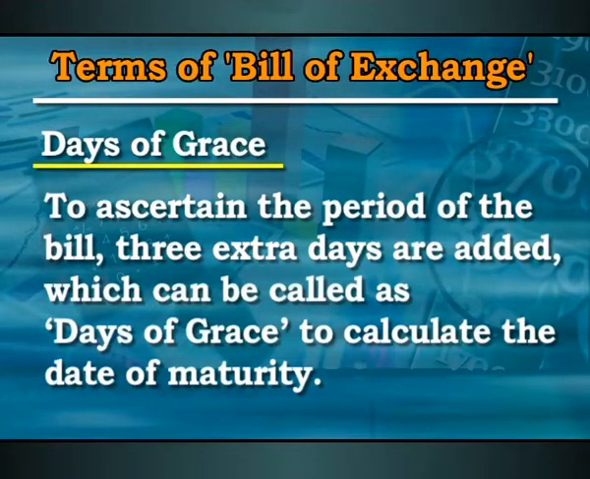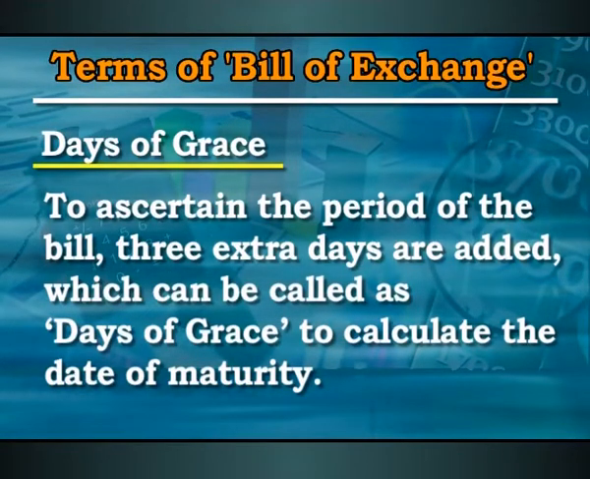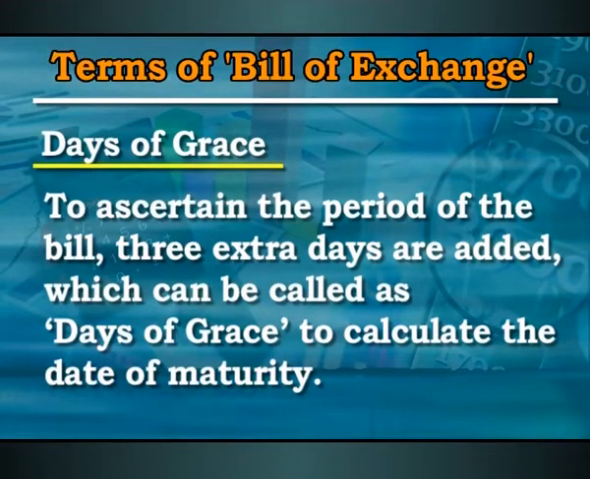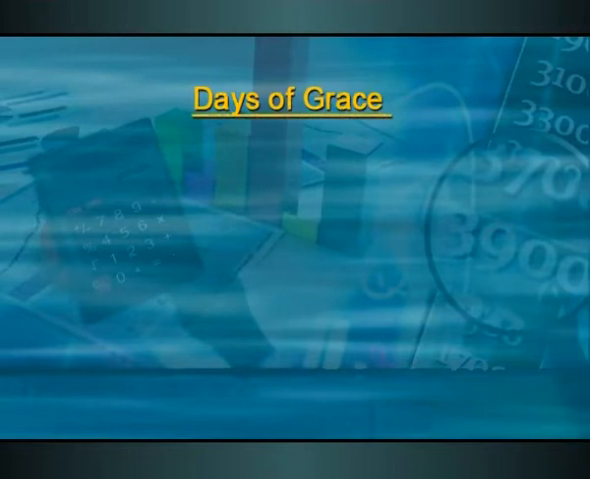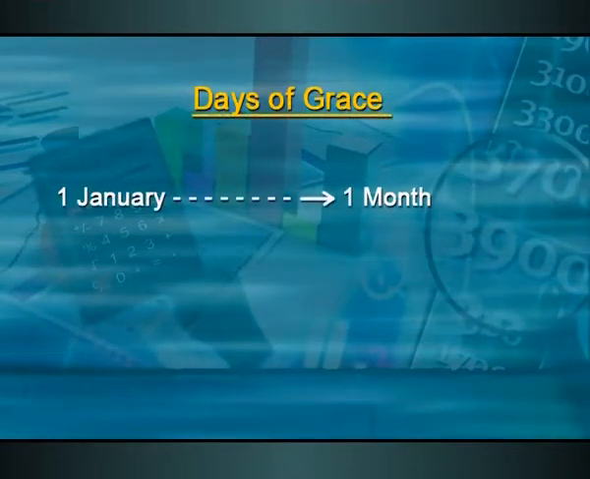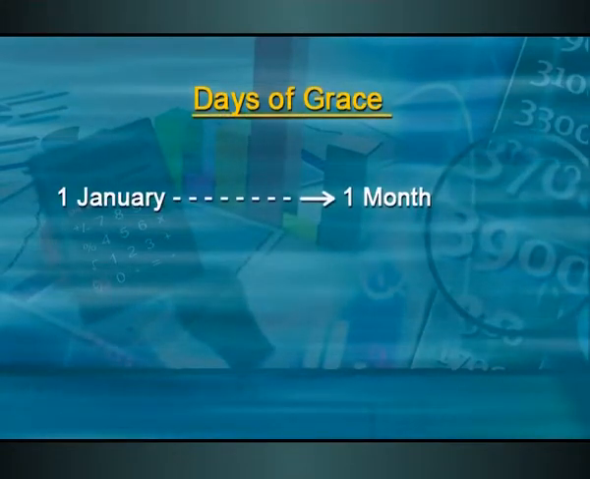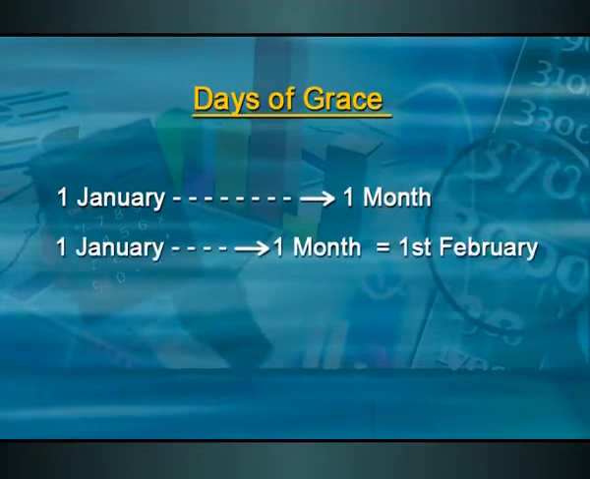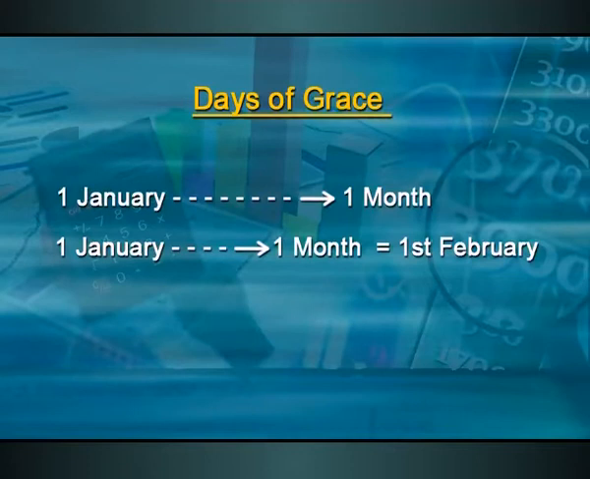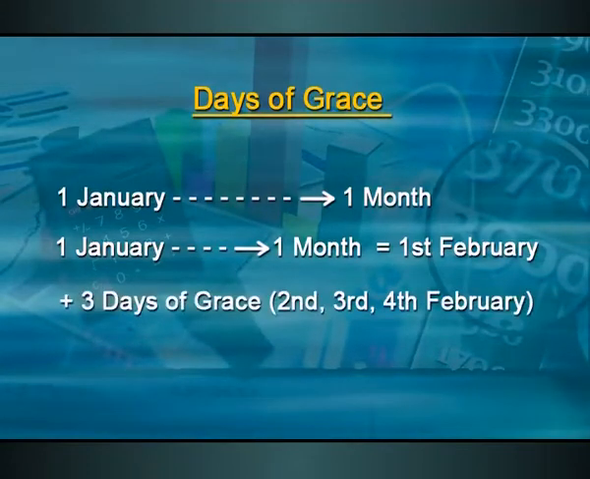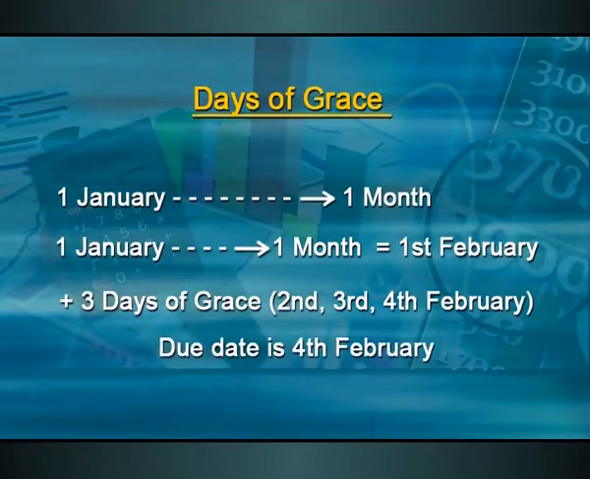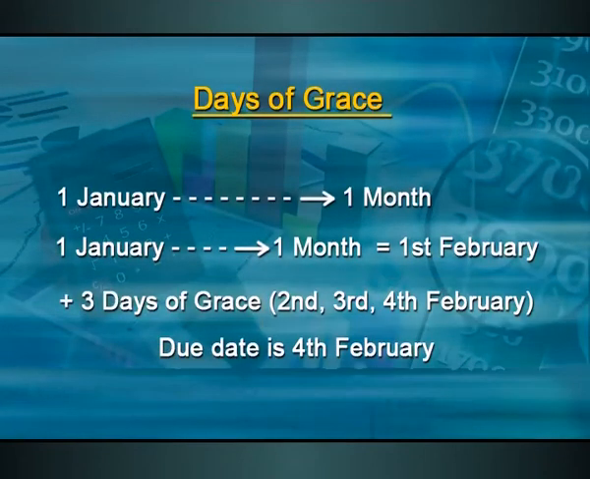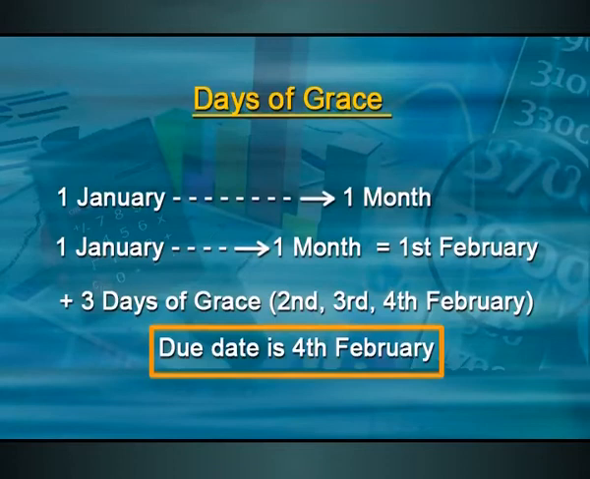All right. Now this is a very important term. Our learner should know well in advance how this date is going to be calculated. Suppose a bill is drawn on 1st of January with a period of 1 month. That is, the payment of the bill is going to be made after a month. Now as the bill is drawn on 1st of January, the due date comes out to be 1st of February after a month. Now 3 days of grace is going to be added to it. So it would be 2nd, 3rd and 4th. The 4th is going to be the due date on which the payment of the bill is going to be made.